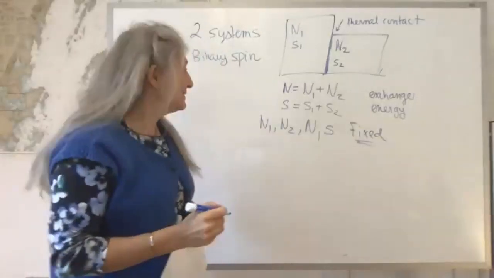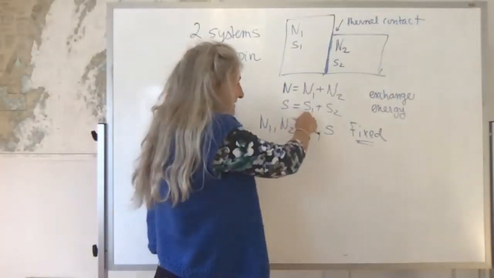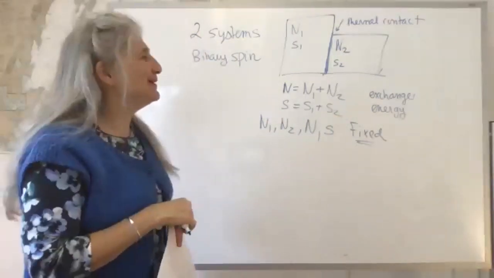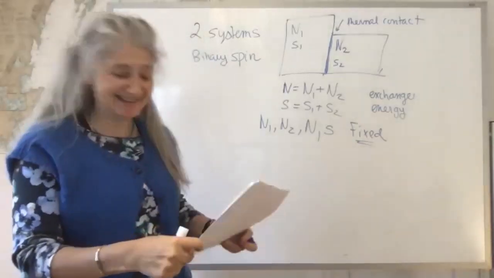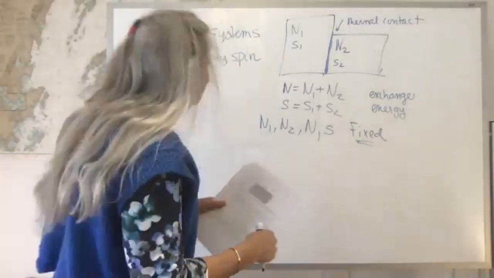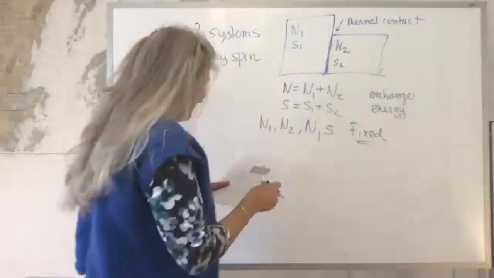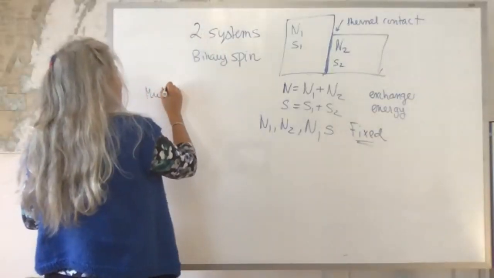But S1 and S2 aren't fixed, but S1 plus S2 is fixed. So that's what's meant by two systems in thermal contact, so they can exchange energy. So what's the multiplicity of the first system?